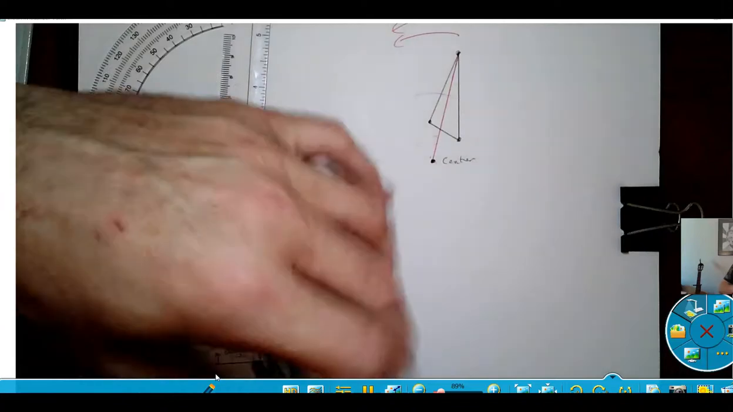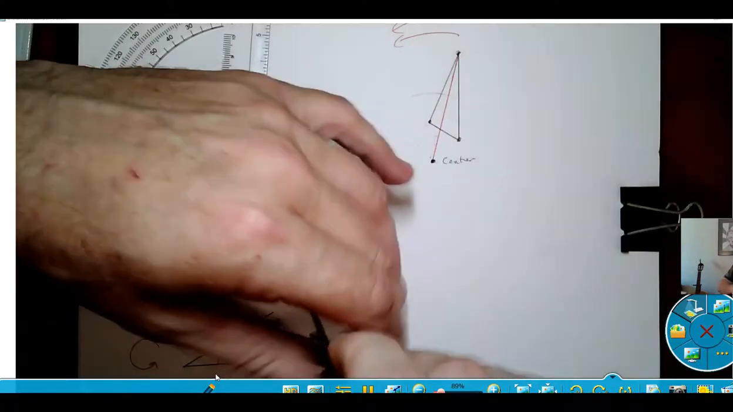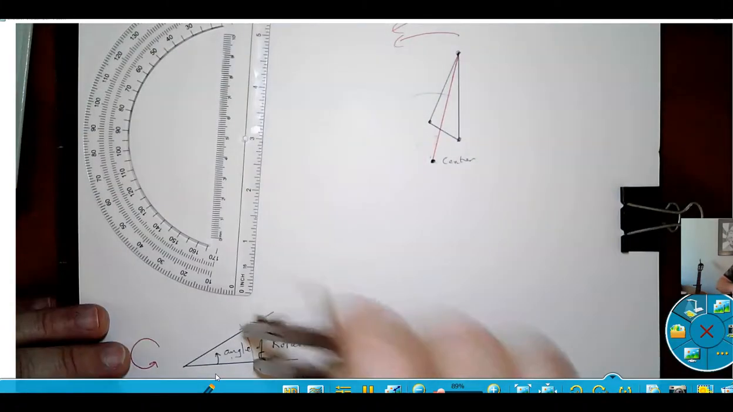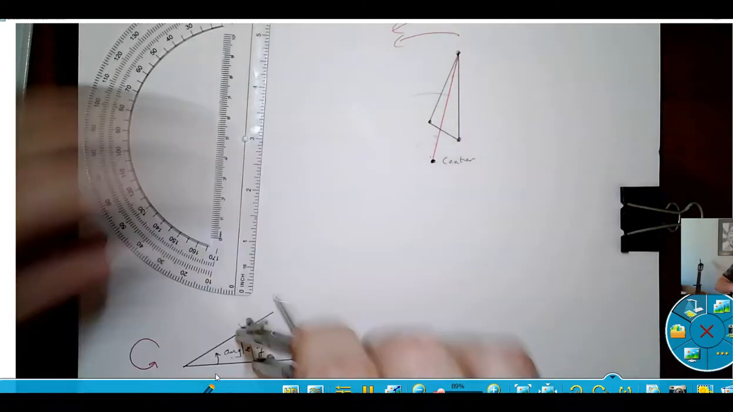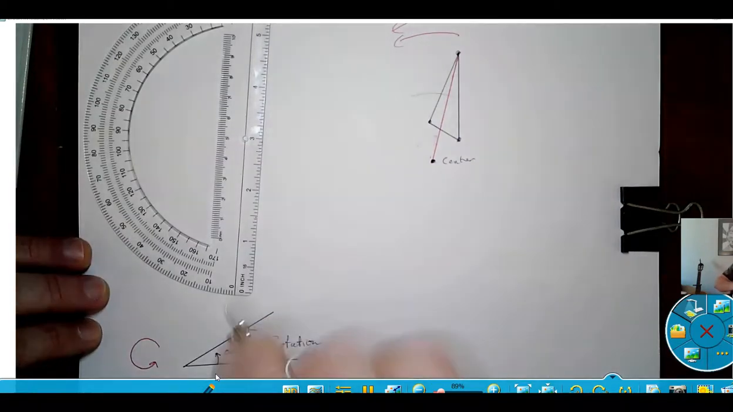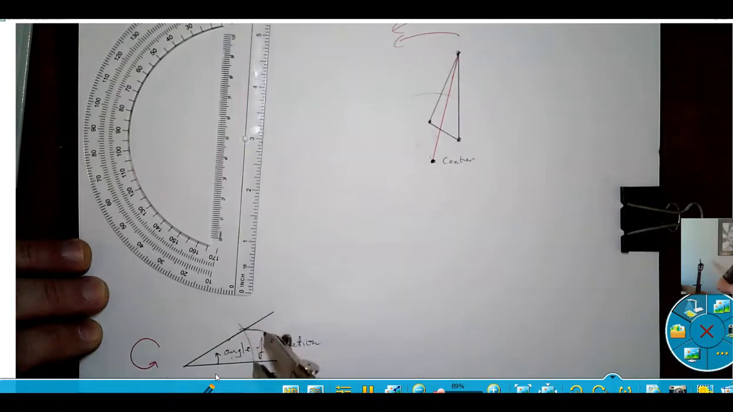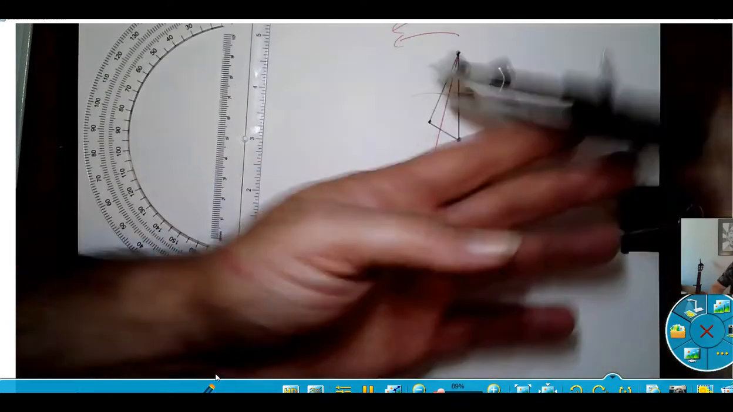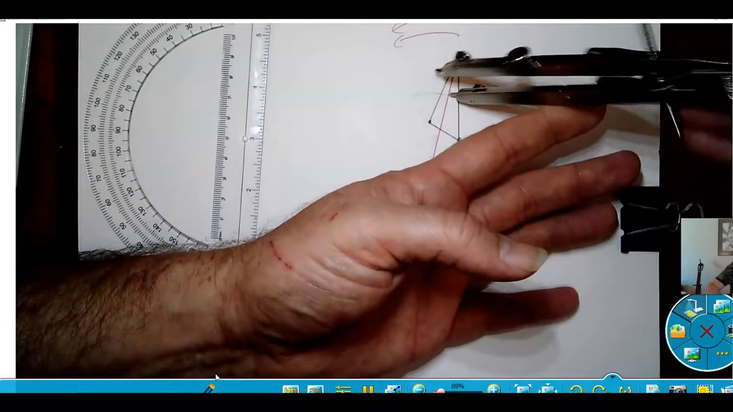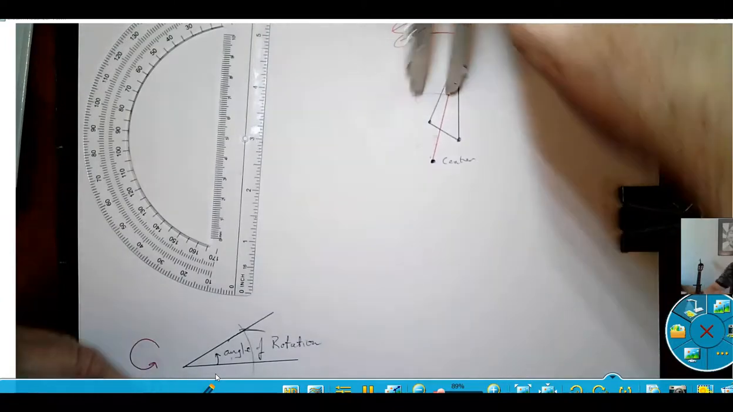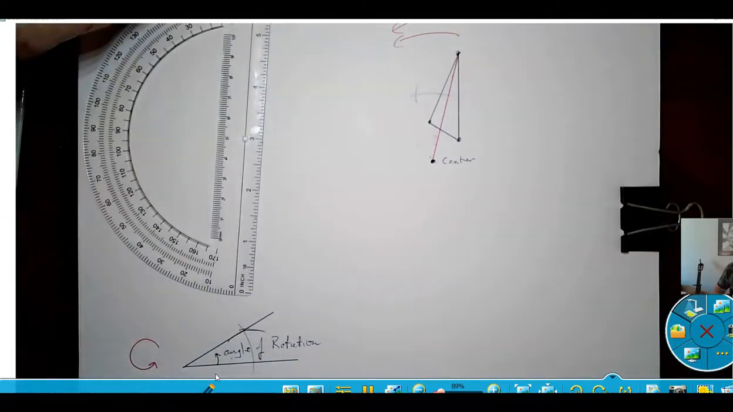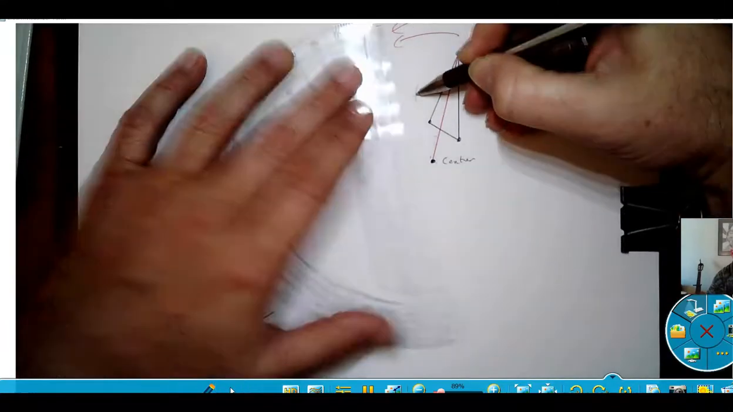Let's go ahead and, nope, too big. Why is that? Pretty close. Okay, so let's measure it here. Okay, so we have the angle measured. I'm going to draw that in now. That's going to go from here to here.